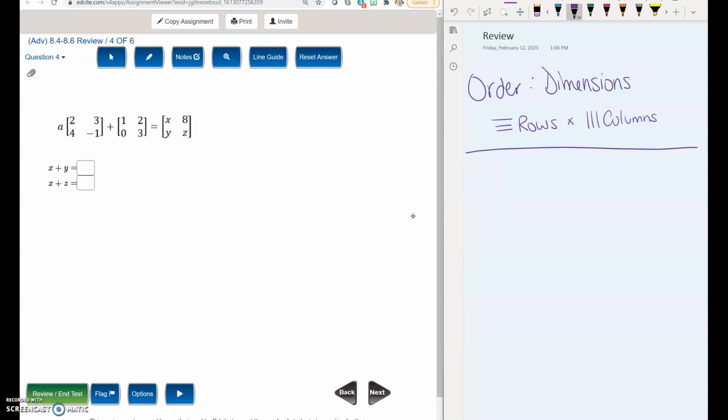This next one, the first thing that you need to do is figure out what A is, then figure out what X, Y, and Z are. You'll notice that the top right position, we have 3, 2, and 8. So I know that A times 3 plus 2 equals 8. So that's 3A plus 2 equals 8. I would subtract 2 on both sides to get 3A equals 6. That means that A is 2. Now you could rewrite this on your paper if you wanted to. That might make things a little bit easier.